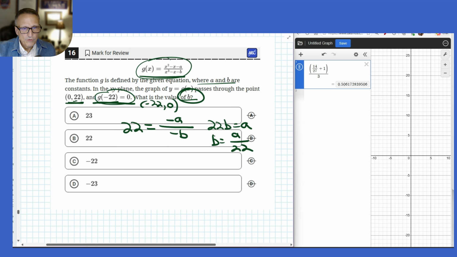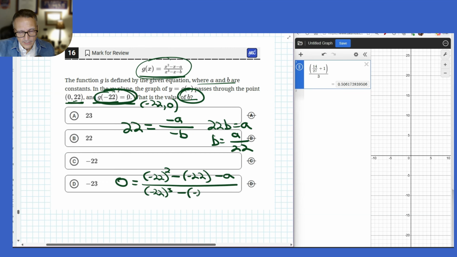And I would have to assume that I'm going to be able to figure out what a is by plugging in the other ordered pair. So I'm going to plug -22 in for x and 0 for y. And this is what the equation looks like. 0 is equal to -22 squared minus -22 minus a all over -22 cubed minus a -22 minus b.